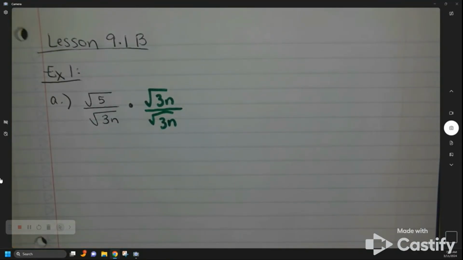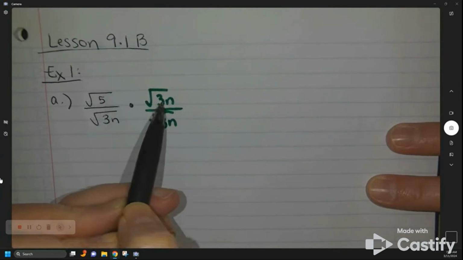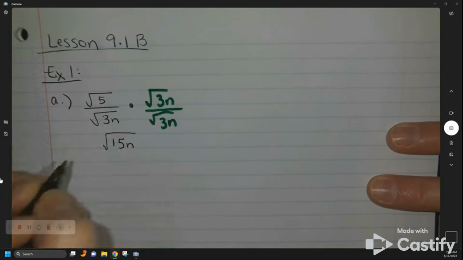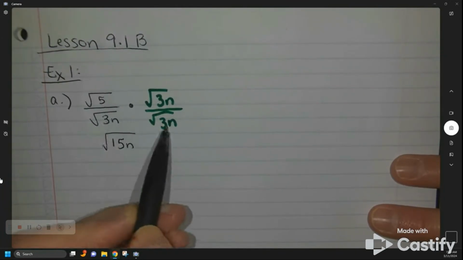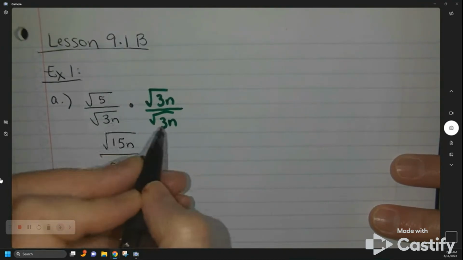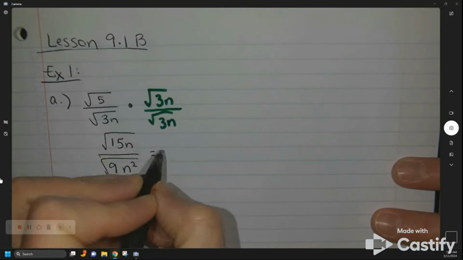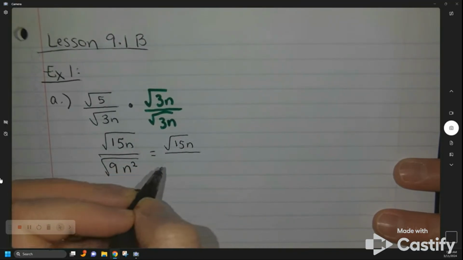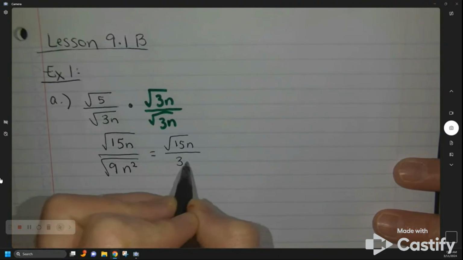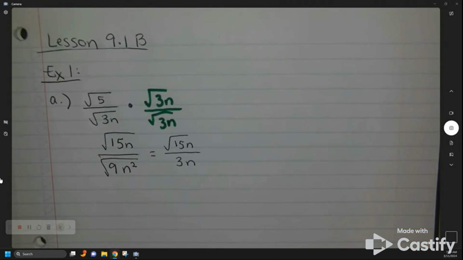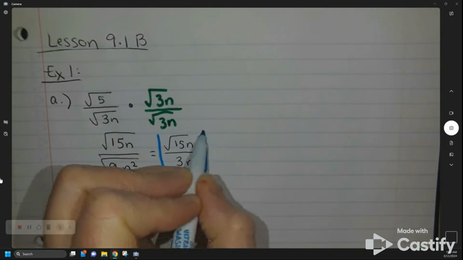So that means we have, under the radical for this one, 5 times 3n is 15n, still the square root. And then we have 3 times 3, which is 9, n times n, which is n squared. And again, we've got our radical. So then if I'm going to simplify this, the top is the square root of 15n, while the bottom is square root of 9 is 3, square root of n squared is n. So the square root of 15n over 3n is our final answer.